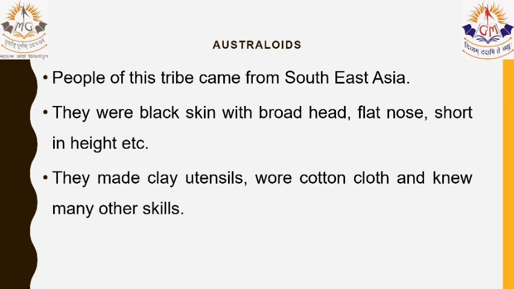With the help of physical features, we can identify which people came from which geographical part of the world. For example, Negrito people have a short height and a small head. But in comparison, Australoids had a broader head. Their skin color was also dark, that is black. But in the Negrito people we can see that the nose is protruding outside, whereas the Australoid people had a flat nose and they also were short in height.